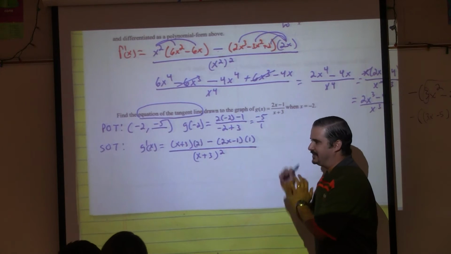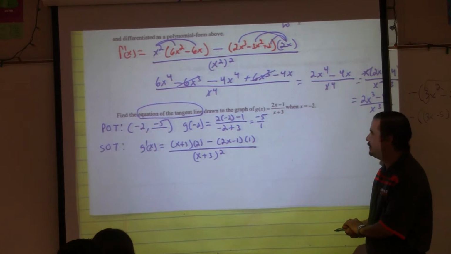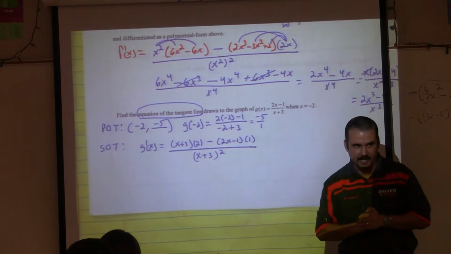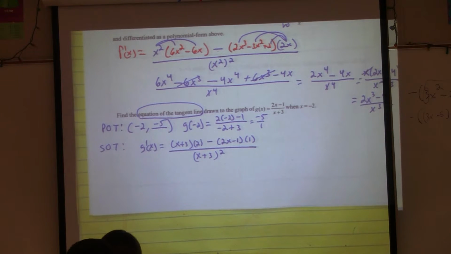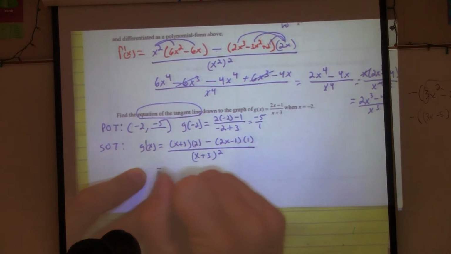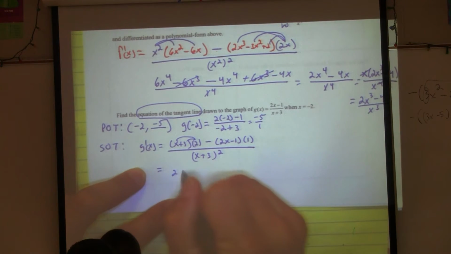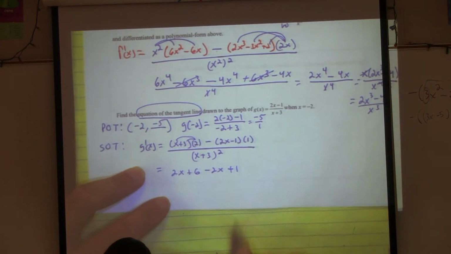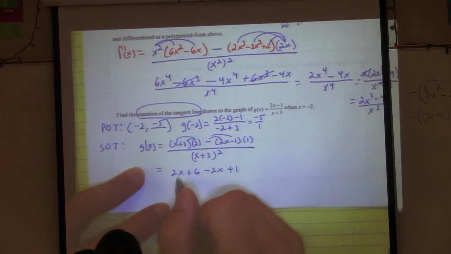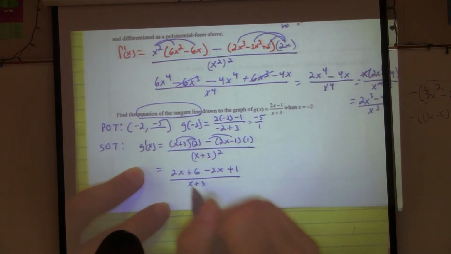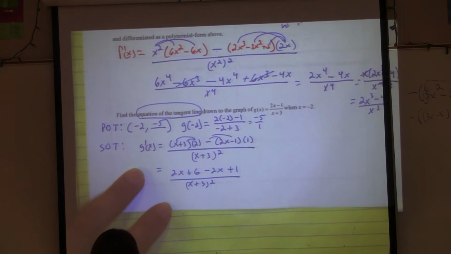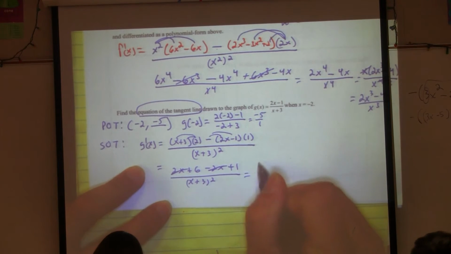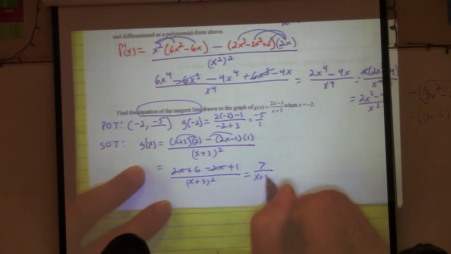Okay, is this already mathematically my derivative? If I wanted to plug in the -2 for every x at this point, could I? And still find the slope? Yes. Yes, but let's practice our algebra, let's practice simplifying it and make it look a little prettier. Okay, so what do we end up with here? Let's go quick. 2x plus 6 minus 2x plus 1. Be careful, you're distributing that minus, right? All over x plus 3 squared. I don't want to square that one unless I really have to. Okay, so the 2x's will go away. 6 and 1 is what? 7 over x plus 3 squared.